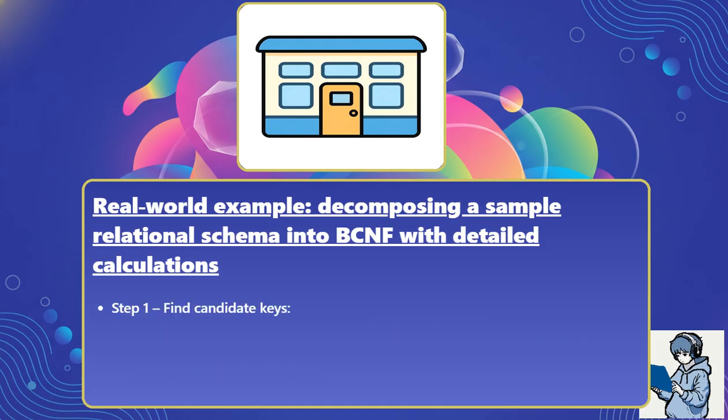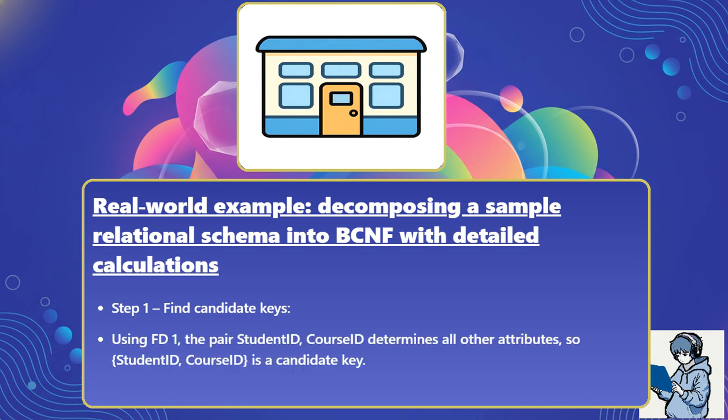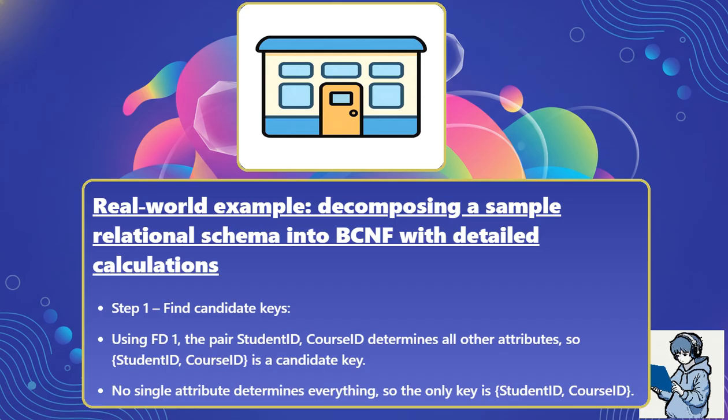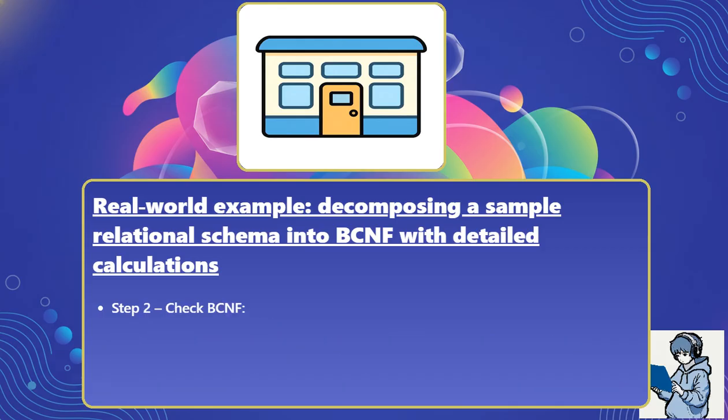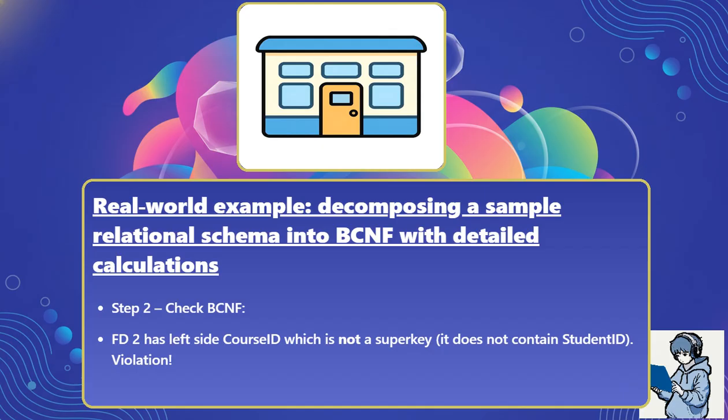Step 1, find candidate keys. Using functional dependency 1, the pair student ID and course ID determines all other attributes. So the set {student ID, course ID} is a candidate key. No single attribute determines everything, so the only key is {student ID, course ID}. Step 2, check Boyce-Codd Normal Form. Functional dependency 2 has left side course ID, which is not a superkey. It does not contain student ID: violation. Functional dependency 3 also violates Boyce-Codd Normal Form because instructor is not a superkey.